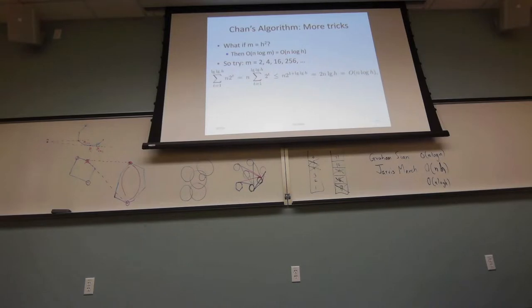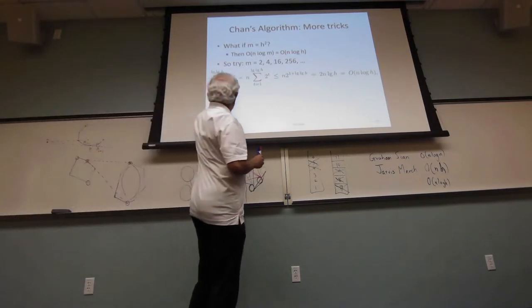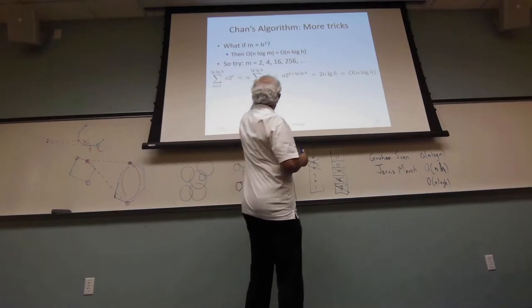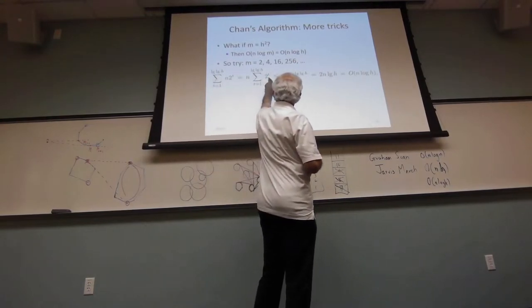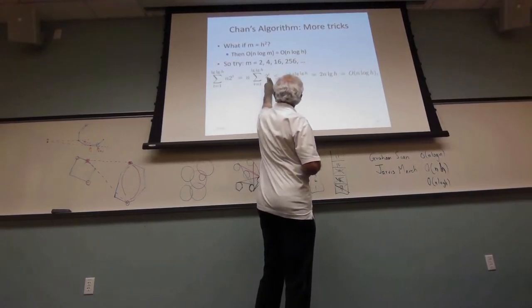That's why there is log. So if that's 2 to the power t, then this should also be 2 to the t. That's why the summation is log h. You have to take log. That part is clear, but then why isn't this 2 to the t?